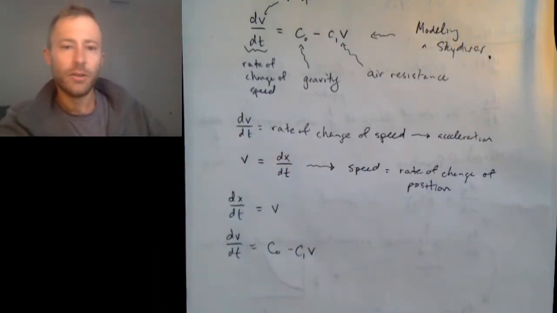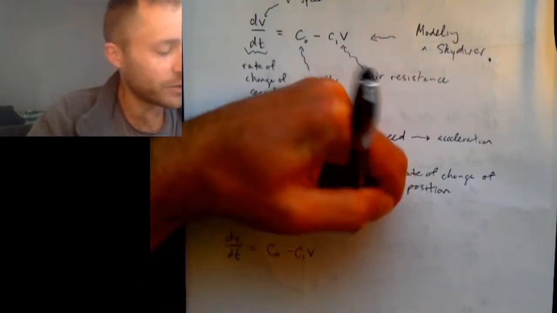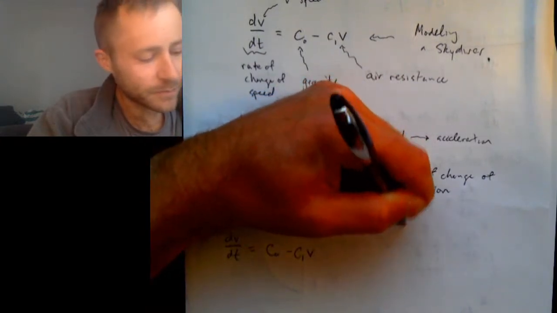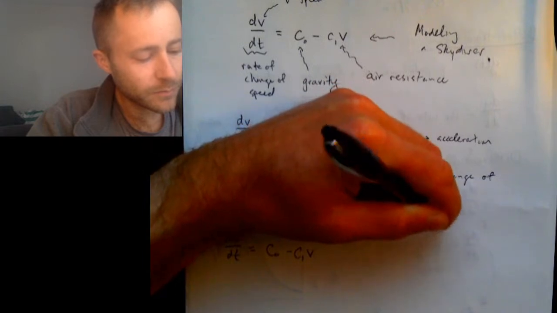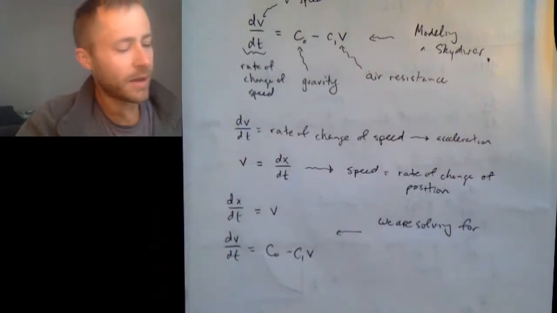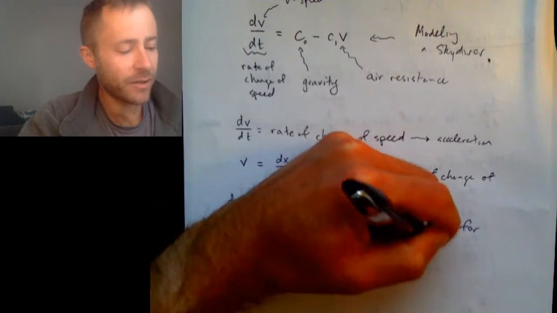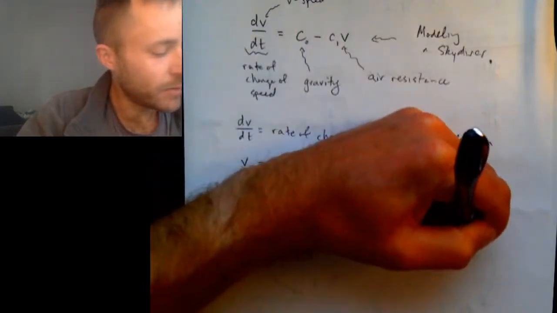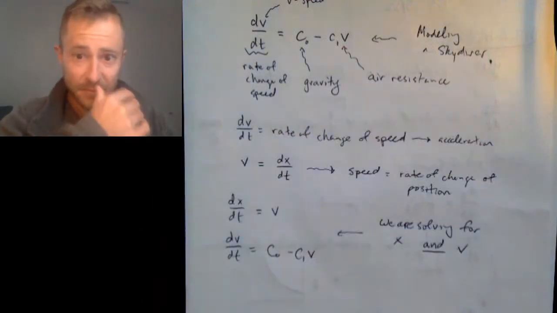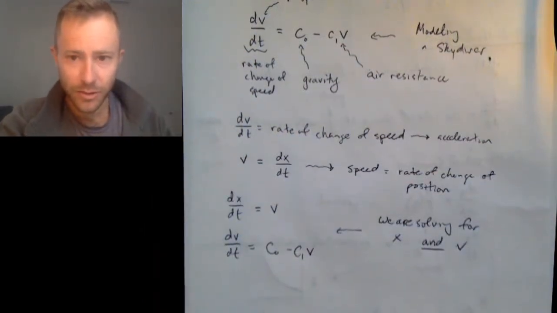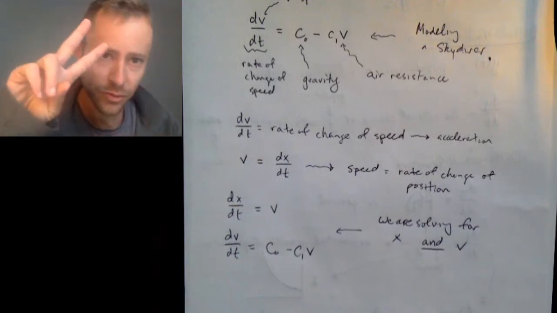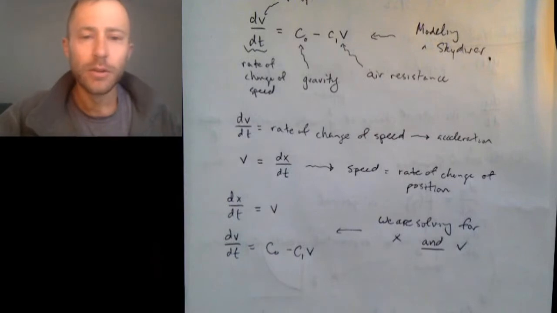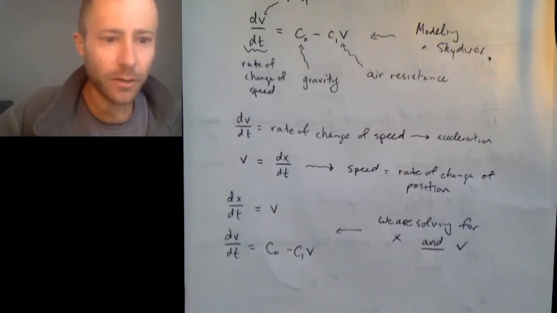Notice how we have two functions. So we are solving for x and v. All right, so that means that the dimension of the problem is 2. Okay, so let's go back to the code.